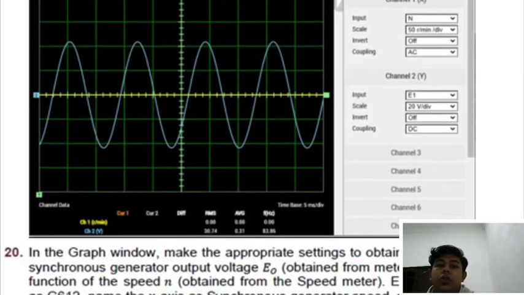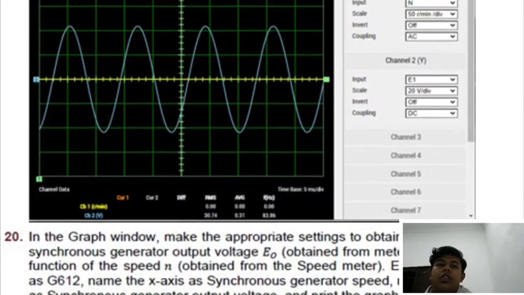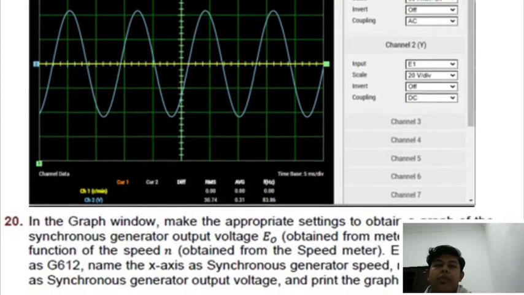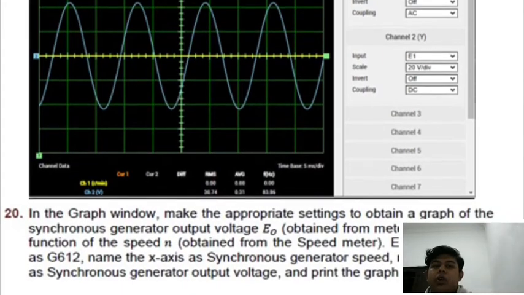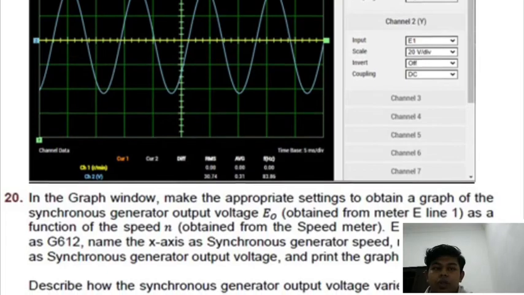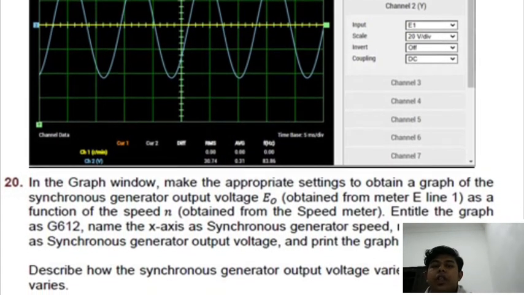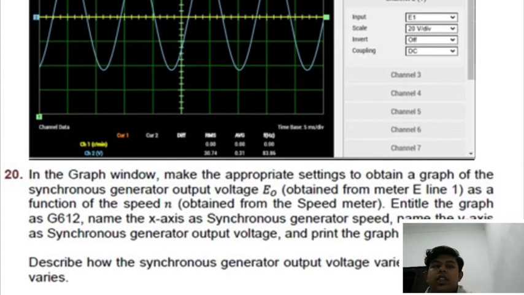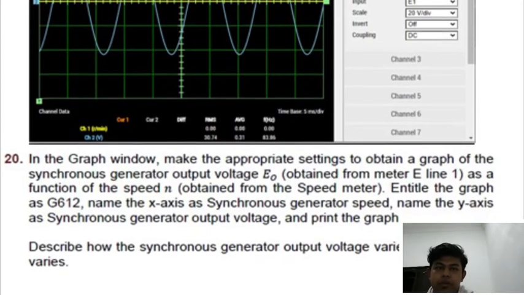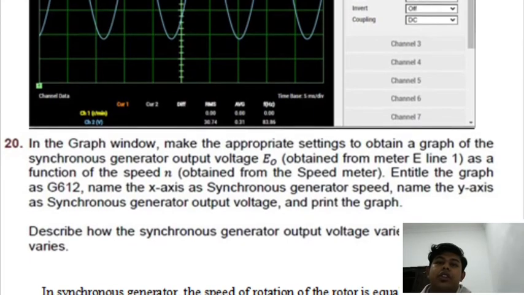In the graph window, make the appropriate settings to obtain a graph of the synchronous generator output voltage E0 obtained from the meter E line 1 as a function of the speed N obtained from the speed meter. Entitle the graph G612, name the x-axis as synchronous generator speed, name the y-axis as synchronous generator output voltage, and print the graph. I will describe how the synchronous generator output voltage varies as the speed varies.